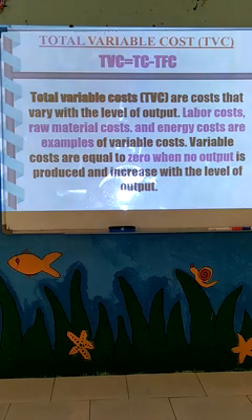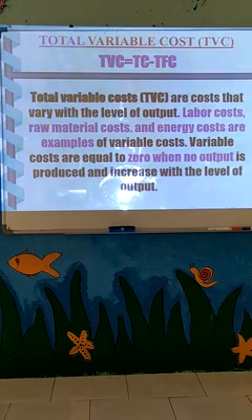Next we are going to see the TVC, or total variable costs. The total variable costs are the costs that vary with the level of output. Examples of variable cost are labor costs, raw material costs, energy costs, etc. Variable costs are equal to zero when there is no output. That's the point we have to remember. If there is no output, we still have to pay the fixed cost. But in the case of variable costs, if there is no output, the variable cost will also be zero.